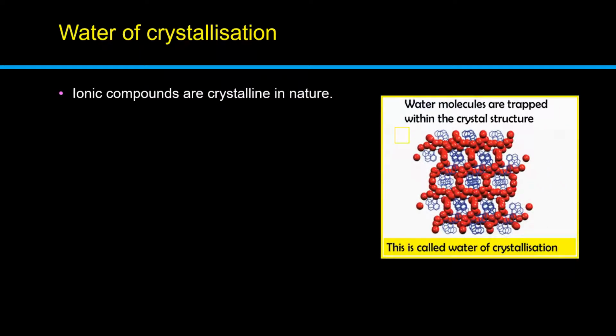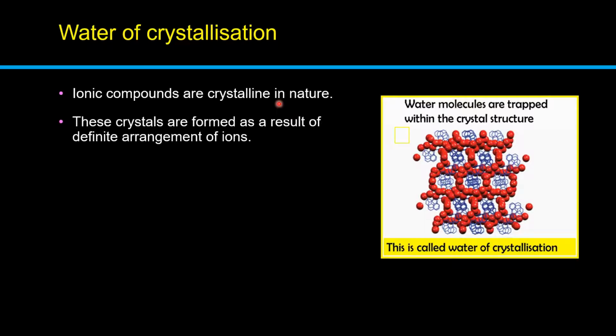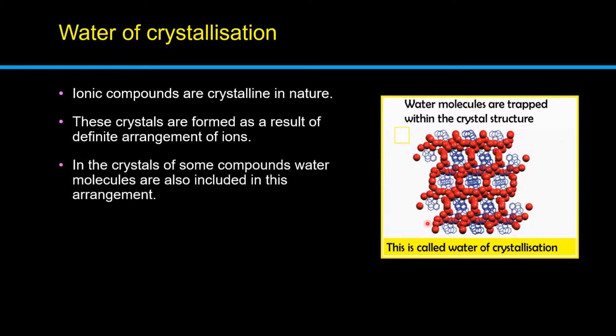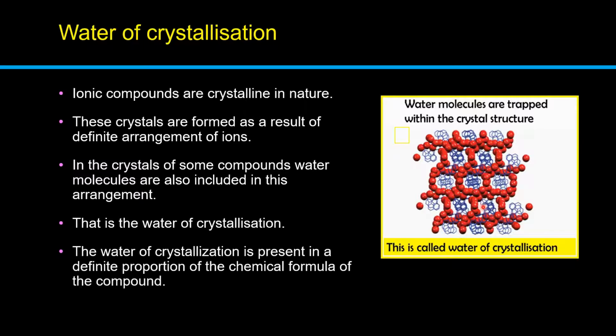If you observe, ionic compounds generally are crystalline in nature. It is their physical property. These crystals are formed as a result of a definite arrangement of atoms. In the crystals of some compounds, water molecules are also included in the arrangement. We can say that these water molecules support the crystal structure. So this is called water of crystallization. The water of crystallization is present in a definite proportion in the chemical formula of that compound.